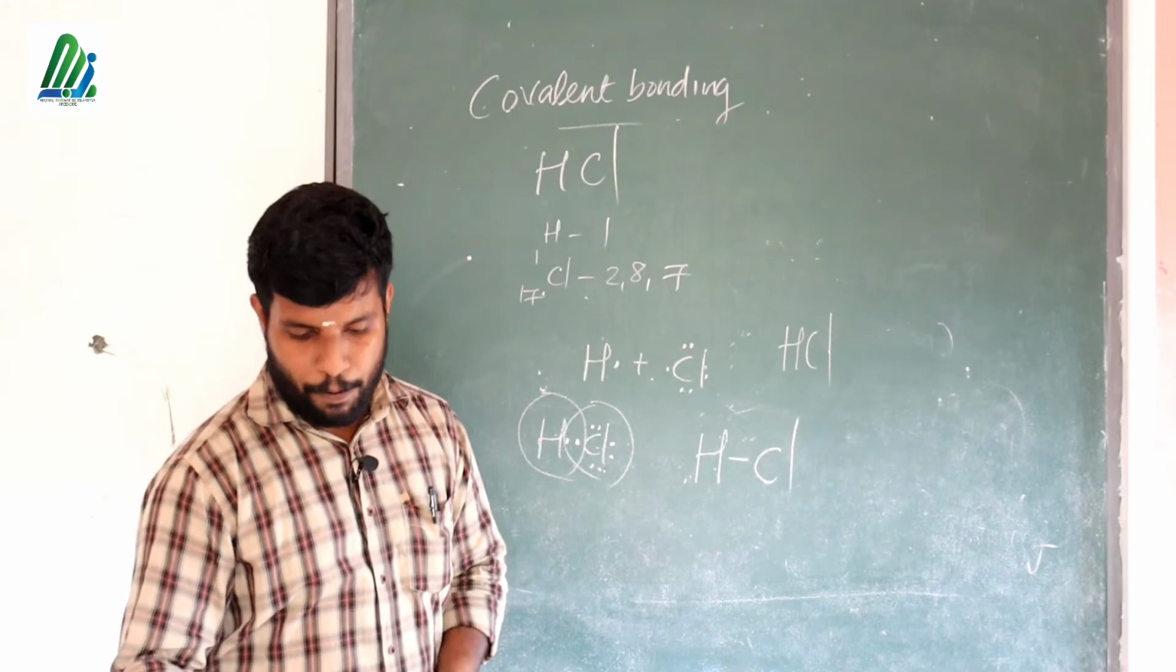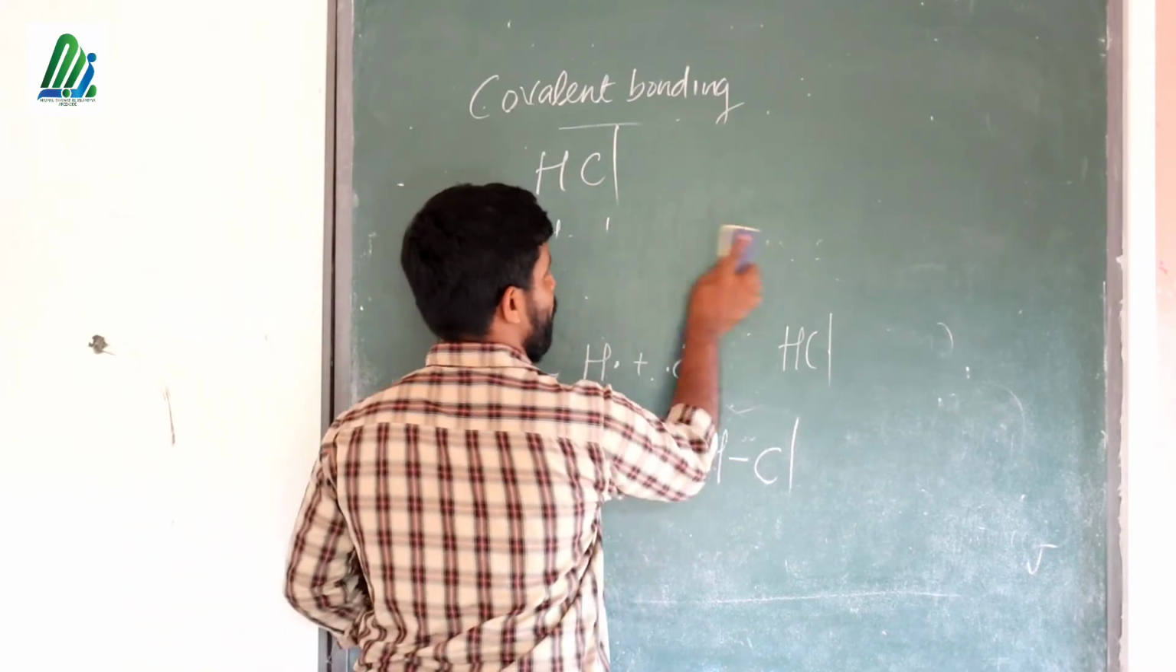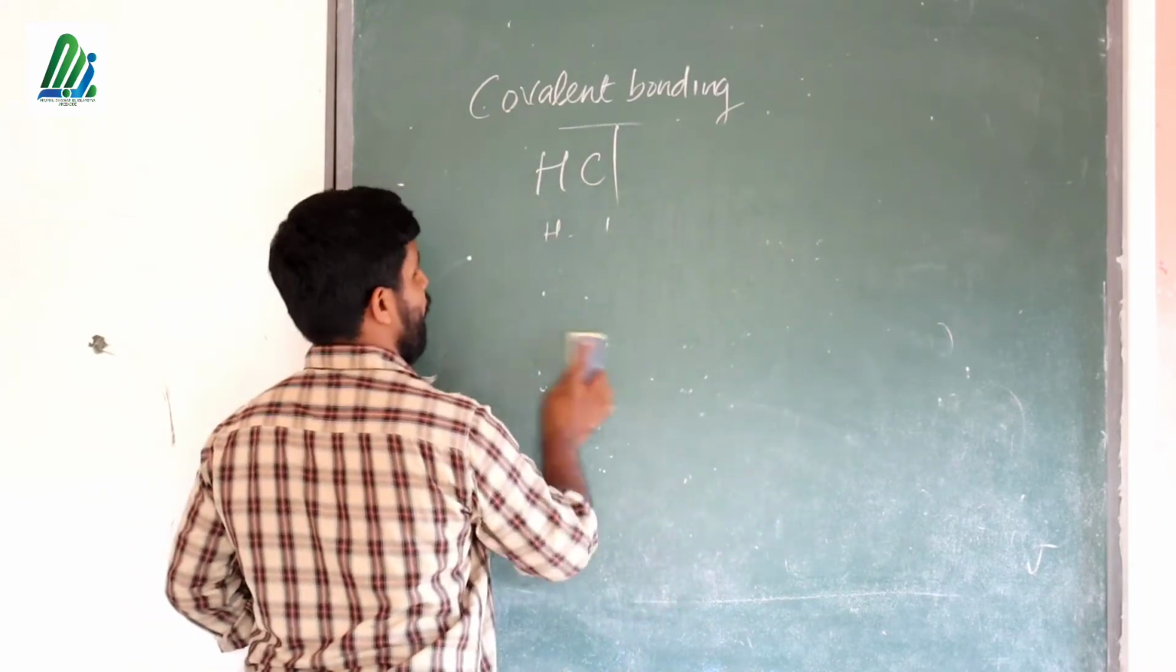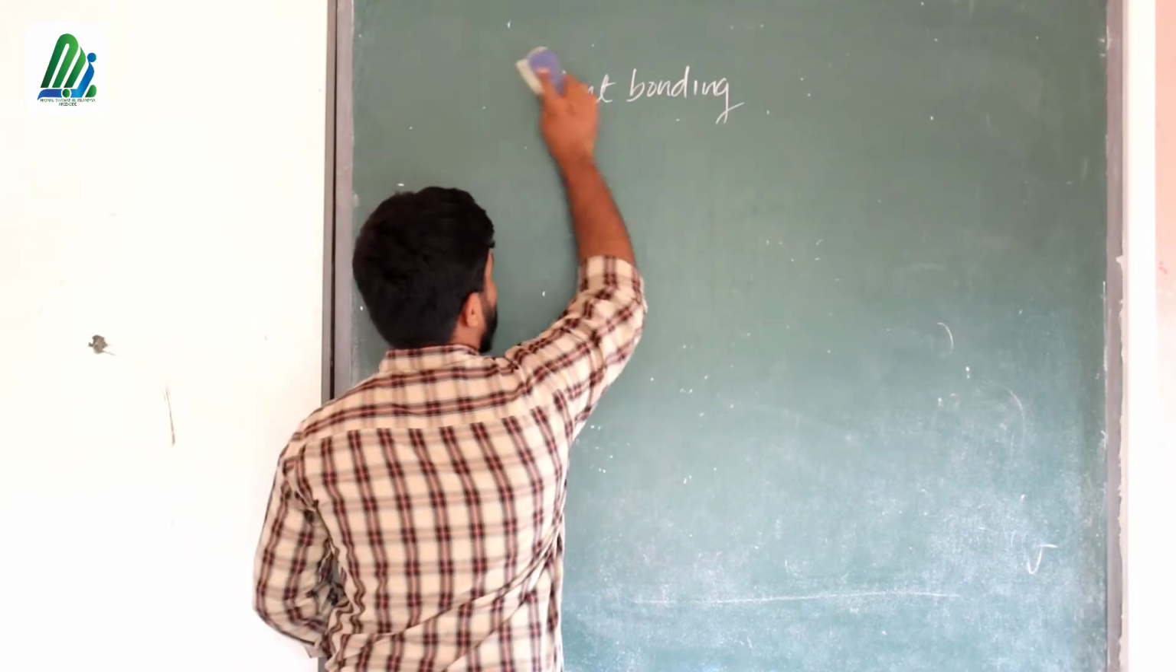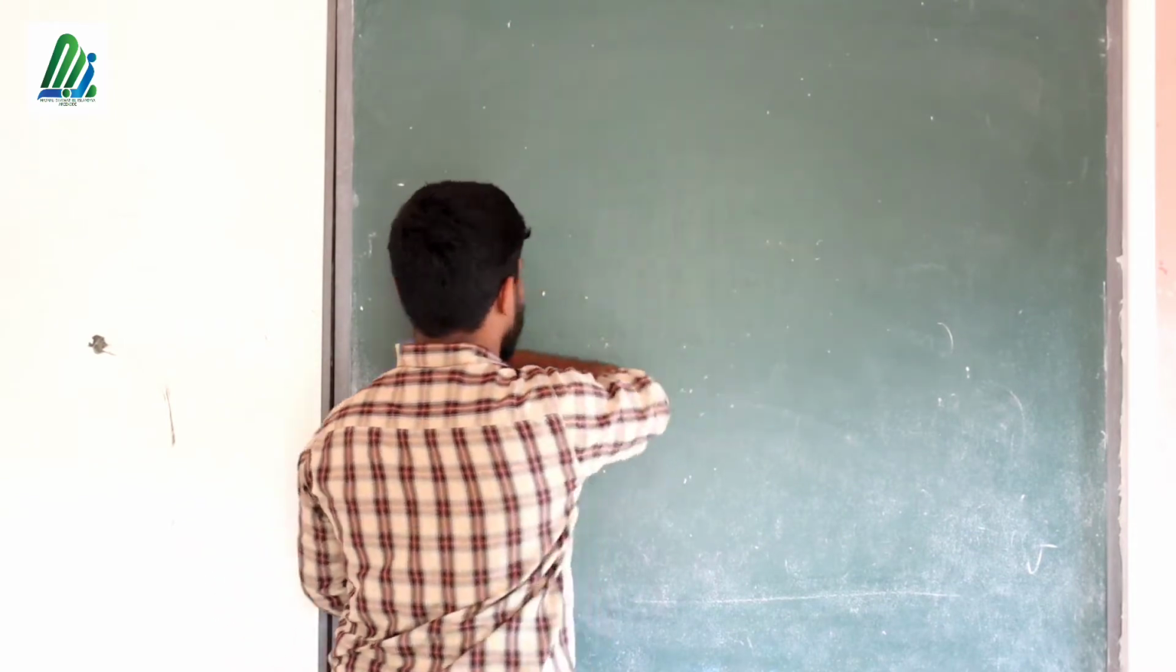Okay, I think you get the idea related to covalent bonding. So a covalent bond is a type of chemical bond. The bonding is formed by the sharing of electrons. There are 3 types of covalent bonding. One is single bond, another is double bond, and the third is triple bond.